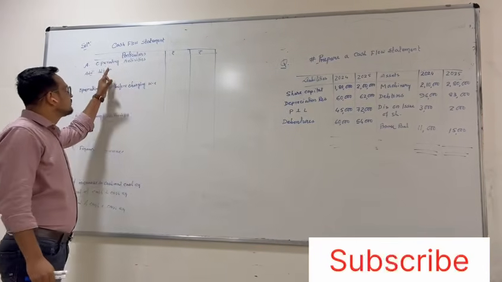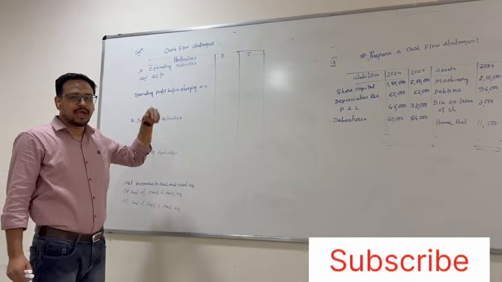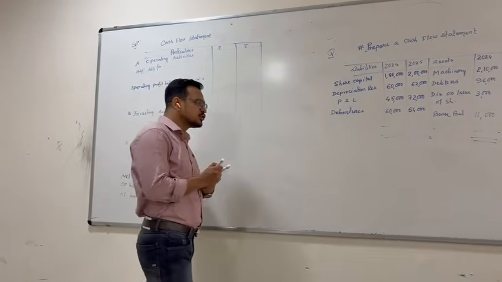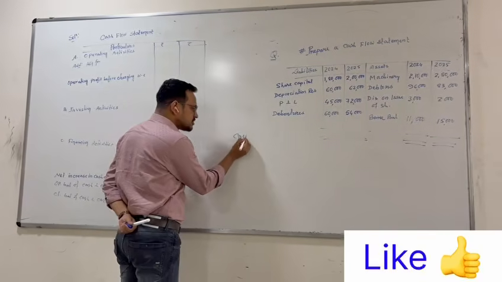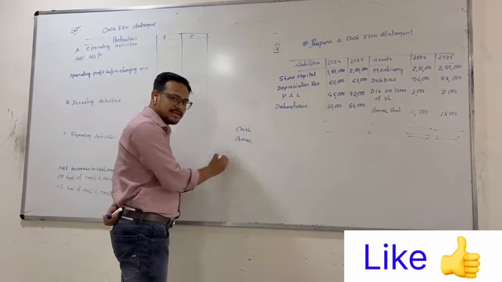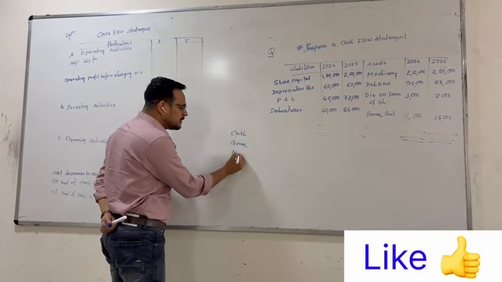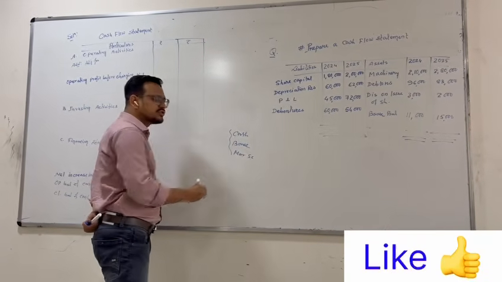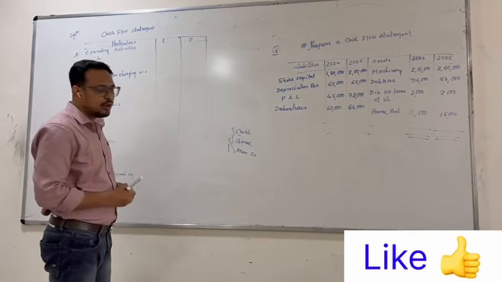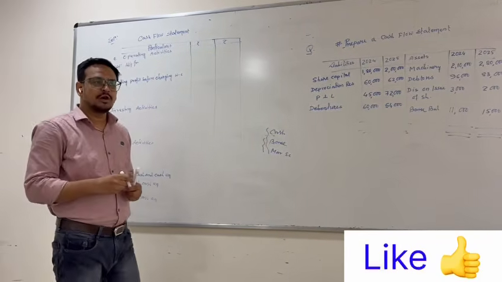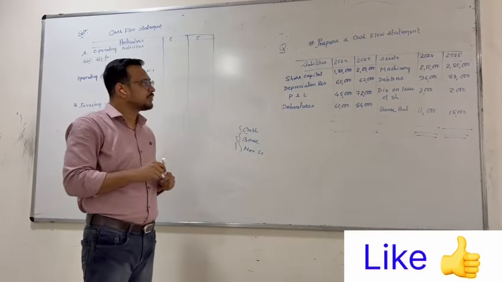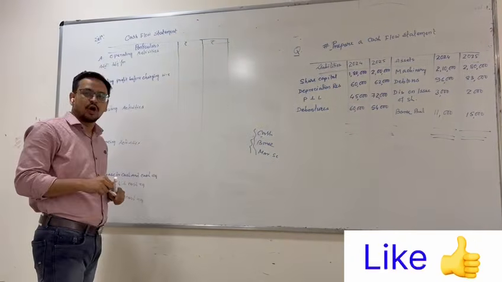So cash flow statement means cash and cash equivalent. Cash and cash equivalent means three things: one is cash, the most liquid one, then your bank balance and marketable securities. These three are called cash and cash equivalent. Flow means change, the inflow and outflow of cash from balance sheet items. And statement means we prepare documents.